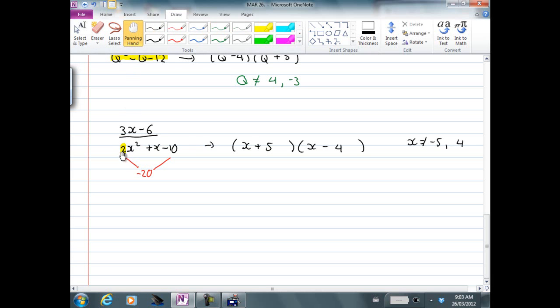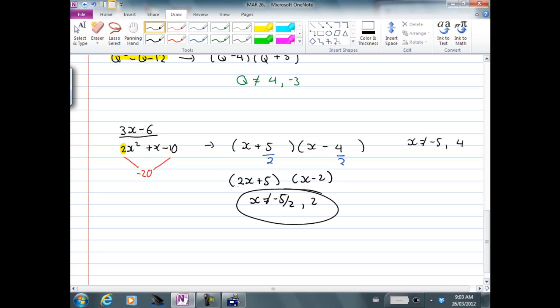Jessica, what do you do with this 2? You divide everything by 2. That's a key. Without that, it's wrong. So remember, you got to do this. So now you can rewrite this as 2x plus 5, x minus 2. And we go ahead and we solve it. And we get x cannot equal -5 over 2. x cannot equal 2.